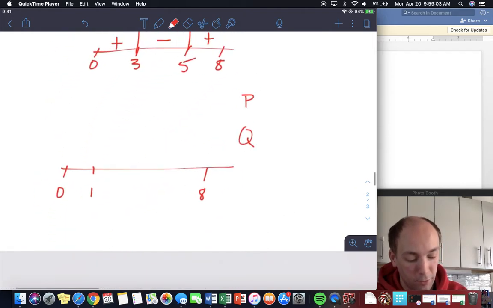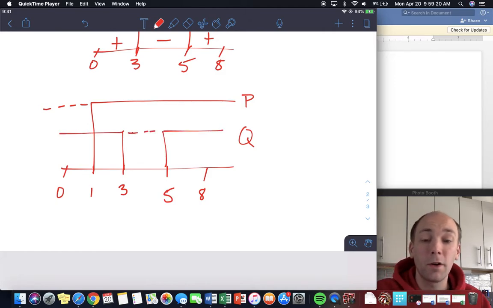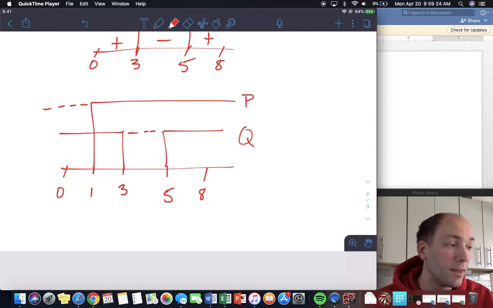Okay? So for P, at 1, I changed signs, so I was positive, then negative. And then for Q, between 3 and 5, I was negative, and I'm positive on either side. So I want to know when they both have the same sign, right? So it says, when are they traveling in the same direction?